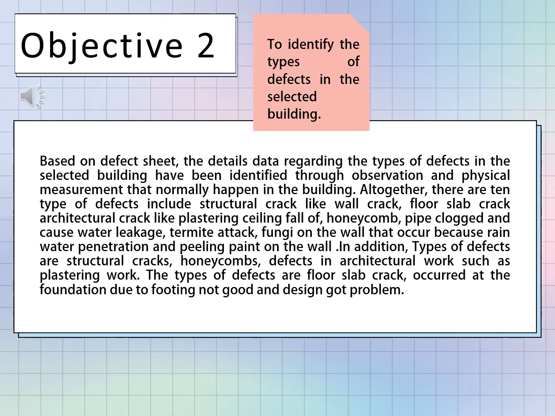For objective 2, which is to identify the type of defect in the selected building, is based on defect sheet.